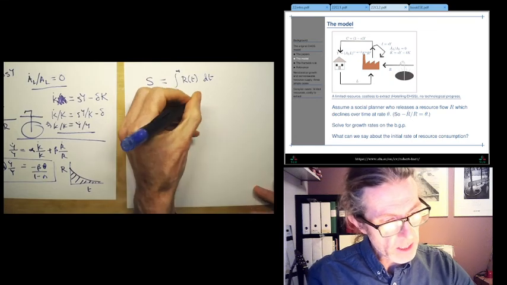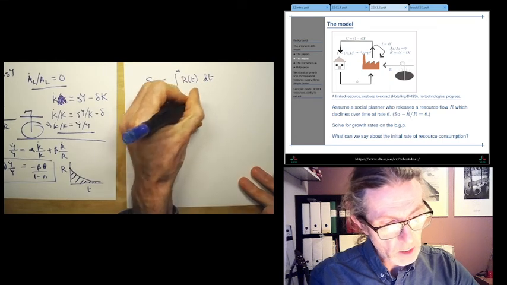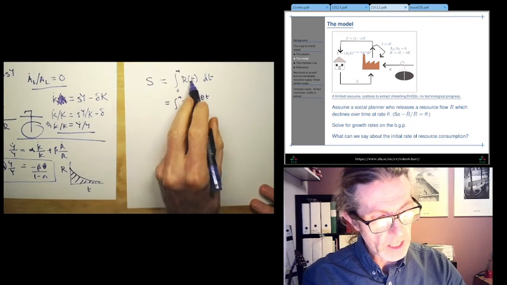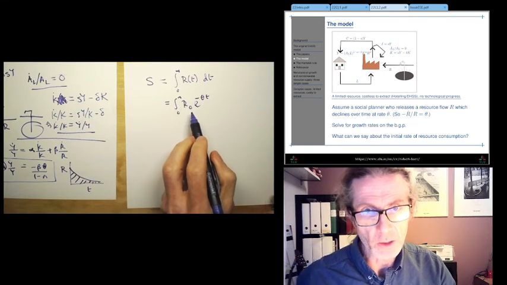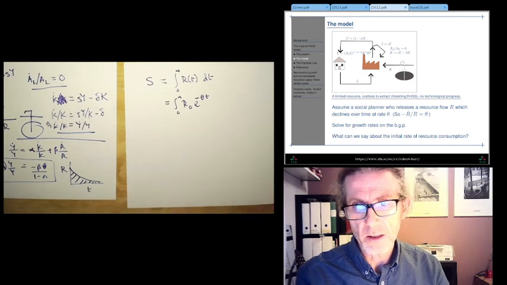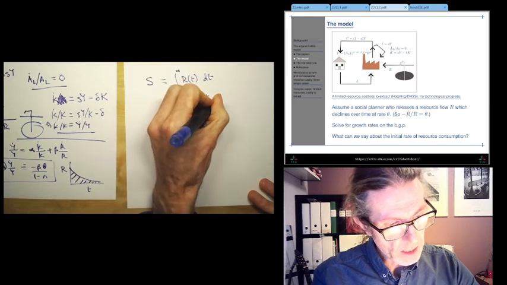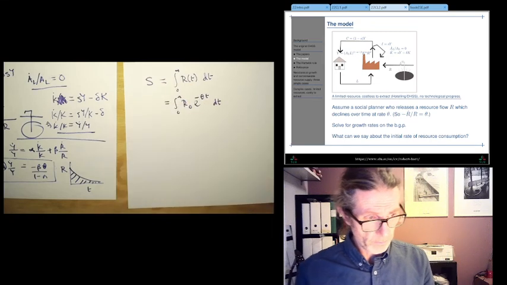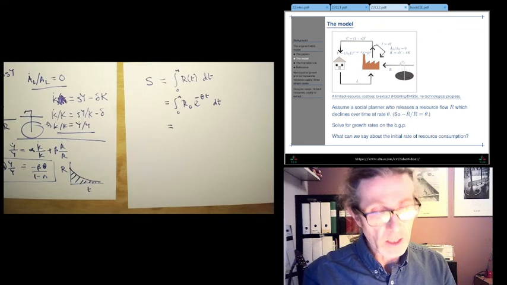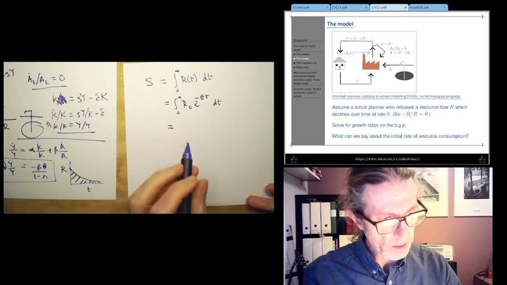Because R of t is R naught, the initial consumption, times e to the minus theta t. That is the same as R of t, because we have some initial extraction rate, we've called that R naught, and then it declines at rate theta. So now we've replaced R of t by that, and now we've got this integral. And the way we do integration is we look for something that, when it's differentiated, becomes what we're trying to integrate.